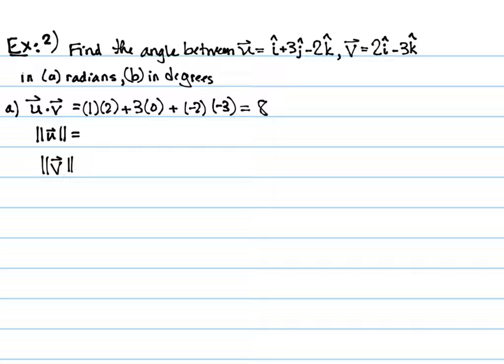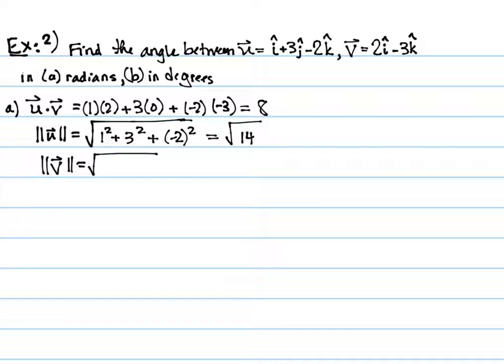Magnitude of u, so that's got the square root, and then it's got the components squared. So I have 1 squared plus 3 squared plus negative 2 squared. So what will that give me underneath my square root? And then we'll do the same thing for v. So v is 2 squared plus technically 0 squared and then negative 3 squared. Square root of 13.